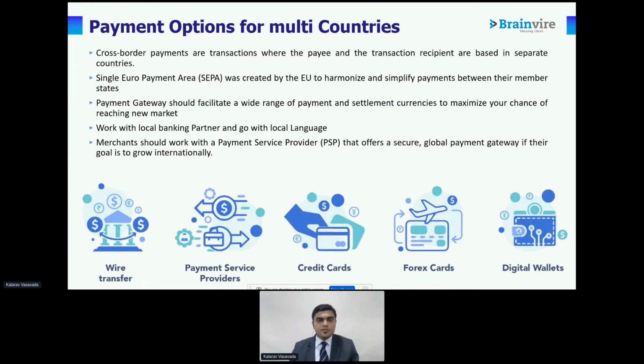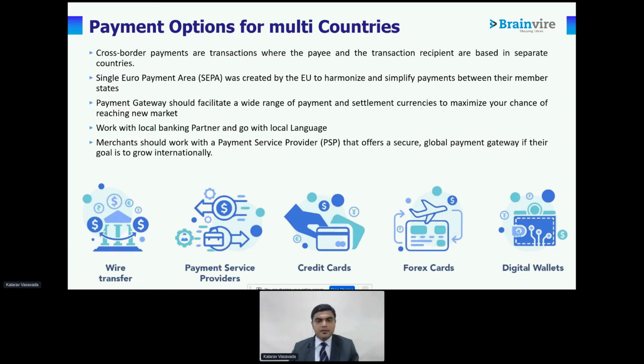For the payment options, which I mentioned is a very crucial part, you can think about wire transfer, you can think about payment via credit cards, forex, and digital wallets. This will save you as a merchant from fraud, because with credit cards, forex cards, and digital wallets, there is a centralized banking entity which makes sure that the transactions happening are very secure.